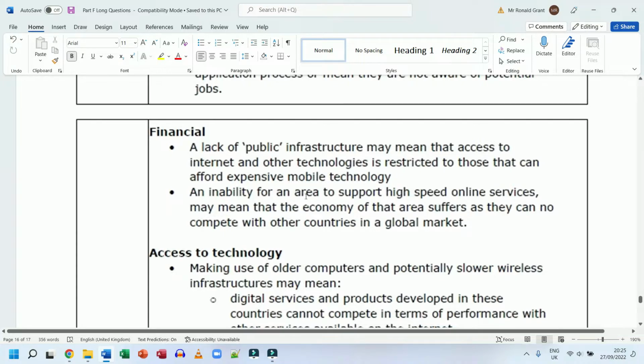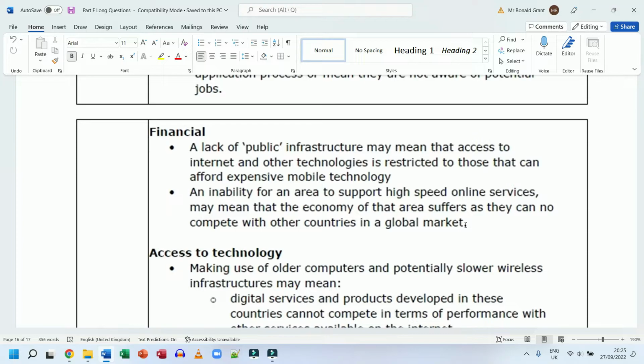And an inability for an area to support high-speed online services may mean that the economy of that area suffers as they cannot compete with other countries in a global market. Yes, Jamaica is a much smaller country than the UK. We only have like 3 million people, whereas the UK has 60 plus million, so 30 times larger. However, we can compete because luckily we're one of those developing countries that actually has resources to put into certain things like this. But other small Caribbean countries, other small African countries, Asian countries, South American countries, they might not be able to compete because the money isn't there to make sure that things are in place to try and compete.